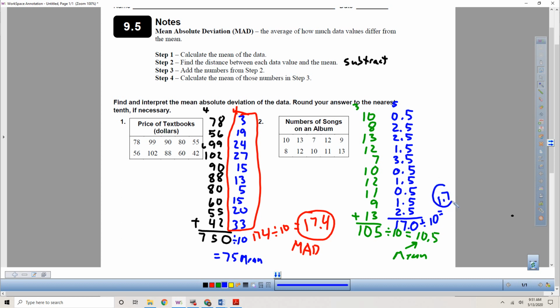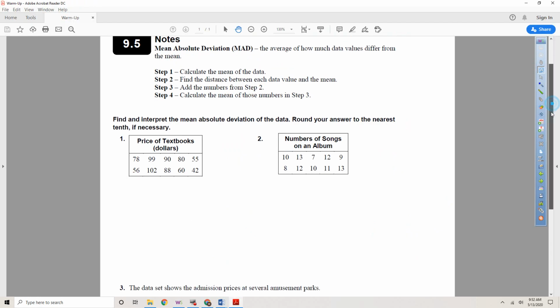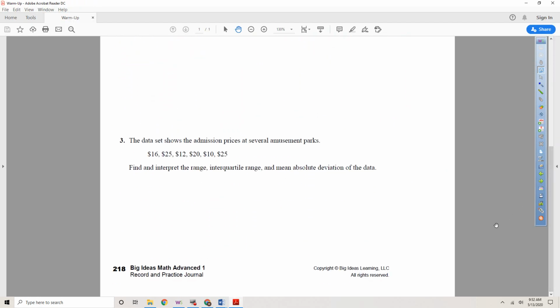So that right there, 1.7, is our mean absolute deviation, our MAD. What that tells us is that each of these numbers on average are 1.7 away from the mean. All right, let's go down and do our last sample.